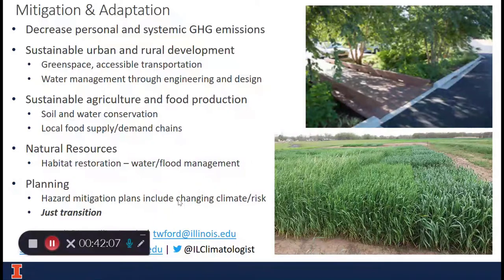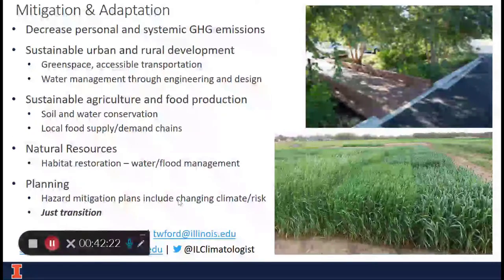So overall, as I showed, the change in our climate between now and the end of the century and the impacts that we have between now and the end of the century are sensitive to greenhouse gas emissions, carbon dioxide concentrations, methane, and water vapor. So the number one thing mitigation-wise of climate change, decreasing personal and systemic greenhouse gas emissions.